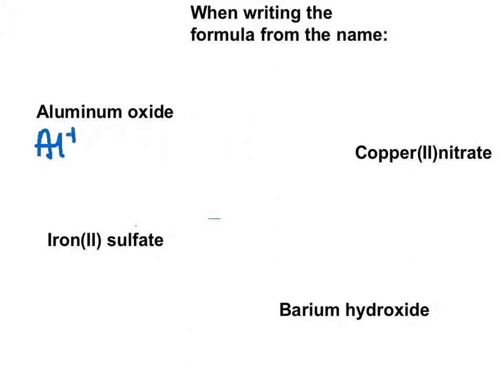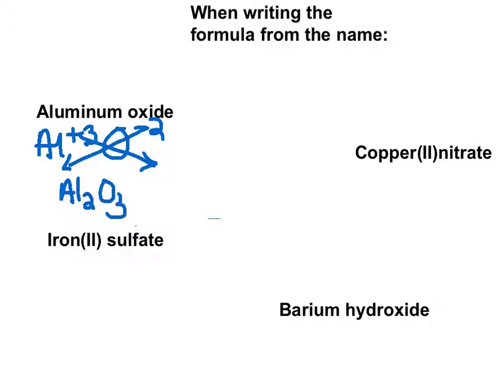Aluminum +3, oxygen -2. Crisscross the charges, bring that 3 down here, bring that 2 down here, and you get Al2O3. Just make sure that those components are in the lowest possible form. So reduce those down if you need to.